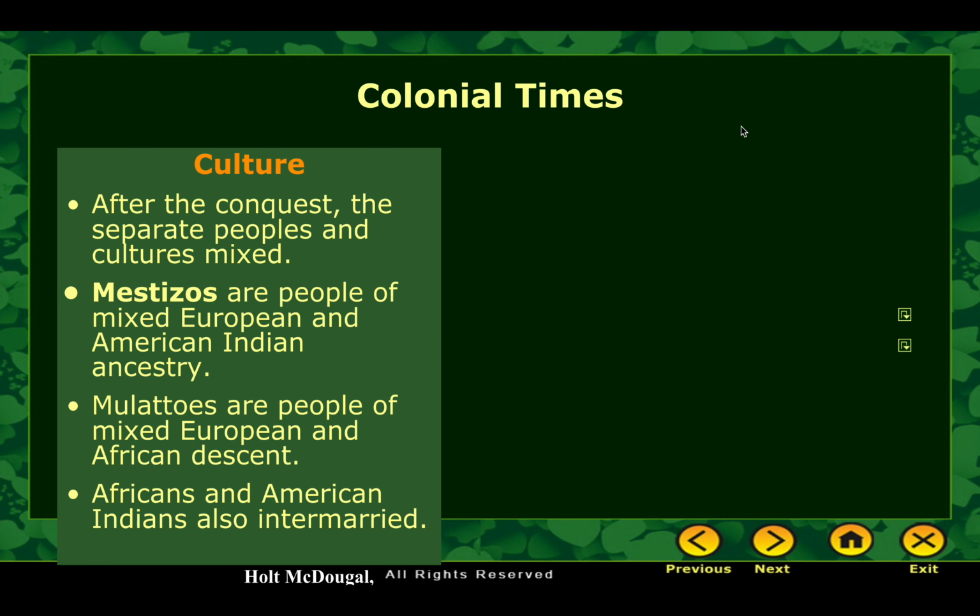After the conquest, the Spanish are going to separate people. They're going to decide that they're going to separate people based on the color of their skin. So the mestizos are people of mixed European and American Indian ancestry. So it's the Europeans that came over to the Americas and married Native Americans. Mulattoes are people of mixed European and African descent. Africans and American Indians also intermarried.